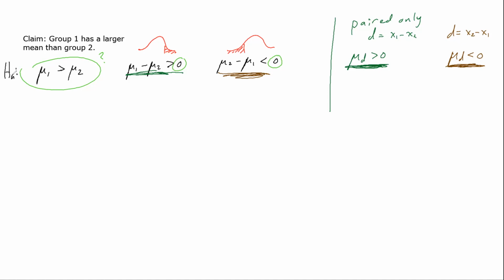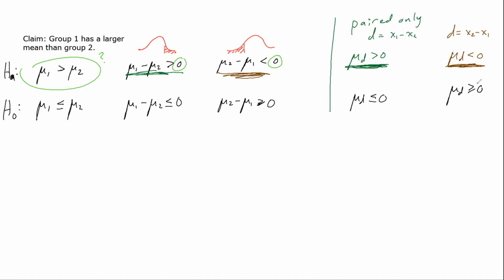Why are they alternative hypotheses? Well, because the null hypothesis has the equal sign, right? What does the null hypothesis look like? It looks like mean 1 is less than or equal to mean 2. Or mean 1 minus mean 2 is less than or equal to 0. Or mean 2 minus mean 1 is greater than or equal to 0. Or the mean difference is less than or equal to 0. Or the mean difference is greater than or equal to 0, right?